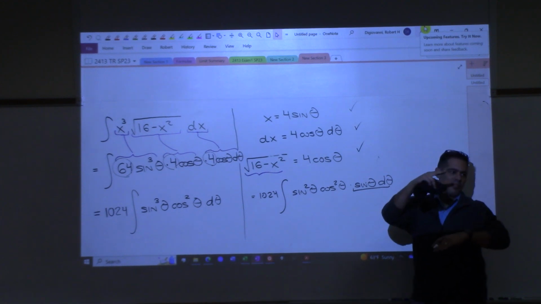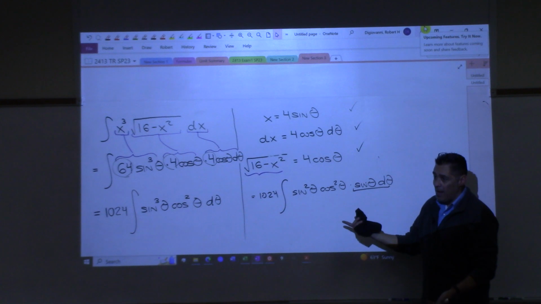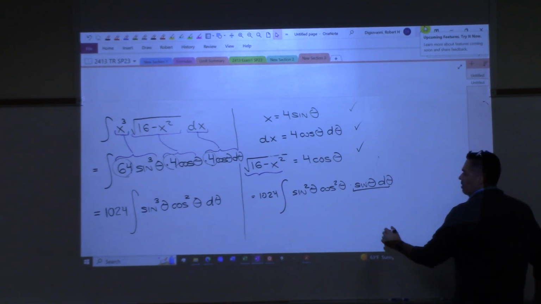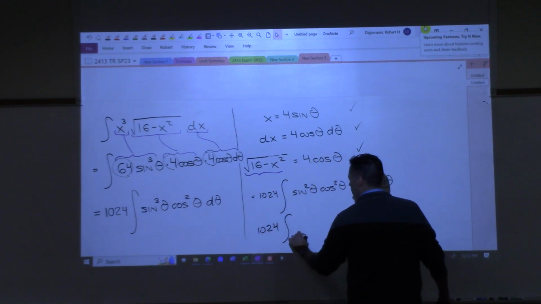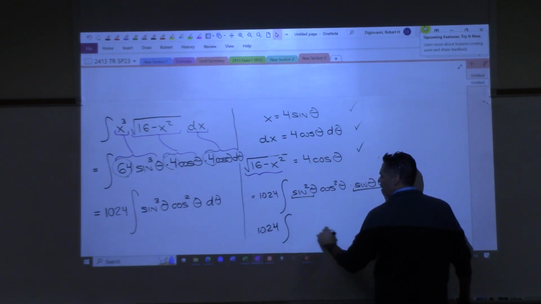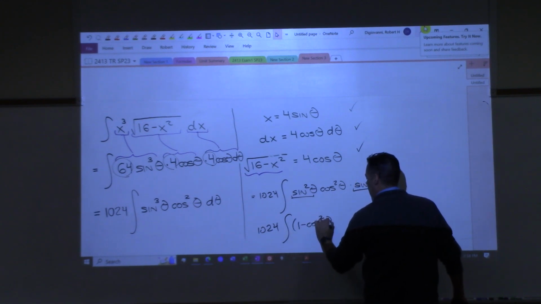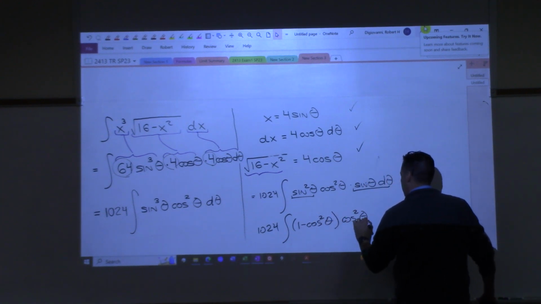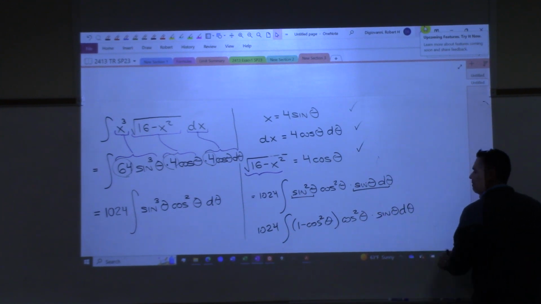Now again, this says this on your little cheat sheet, but I'm just telling you the way I look at it. I know that's the derivative of cosine, so I'm going to make a u sub here. 1024 integral. I need to get this turned into cosine, so I turn it into 1 minus cosine squared theta. Don't mess up and put x now, because we don't have x's anymore. Cosine squared theta times sine theta d theta. That's where I am.